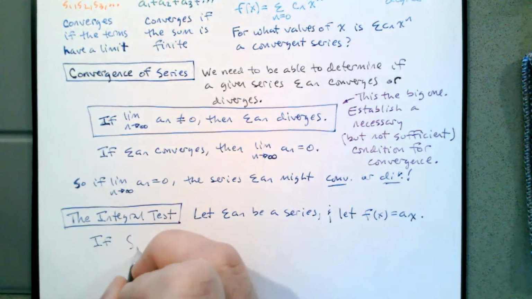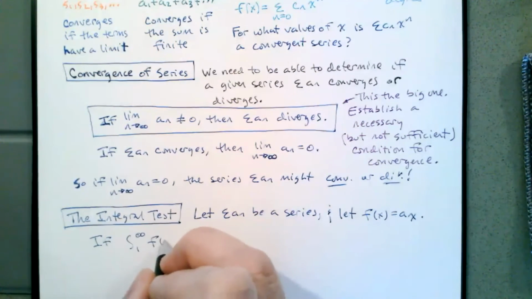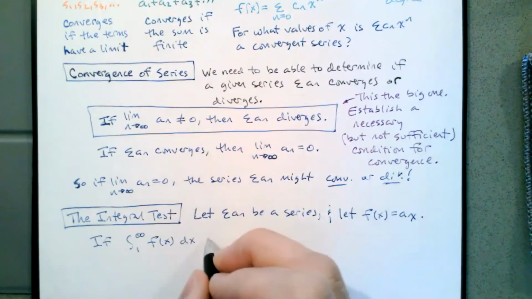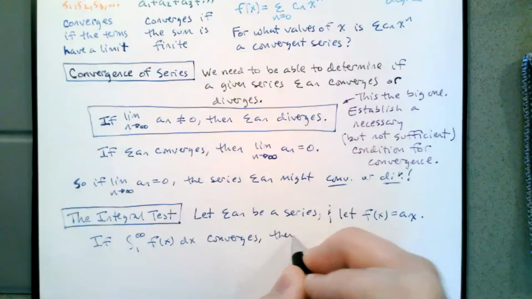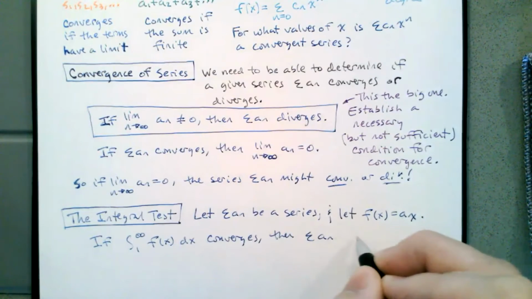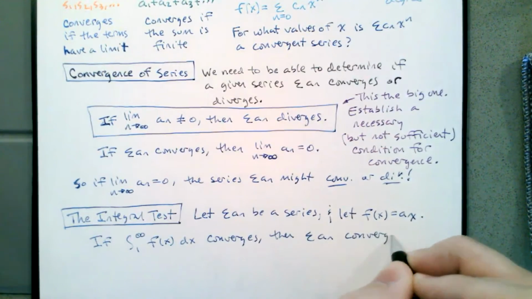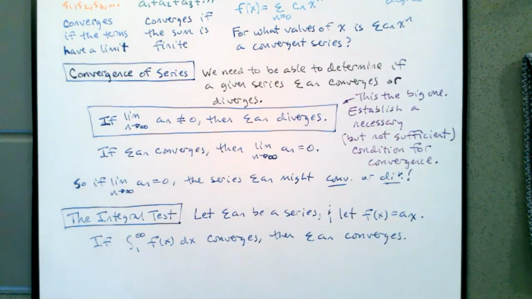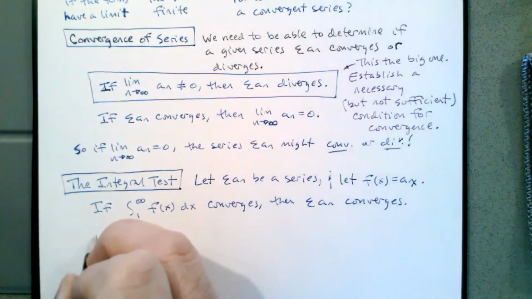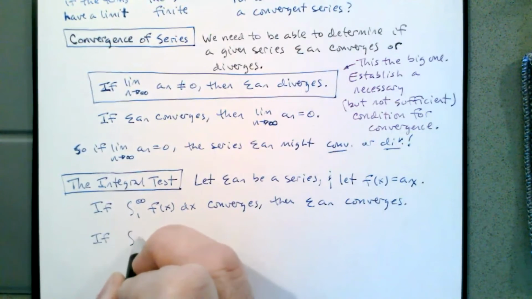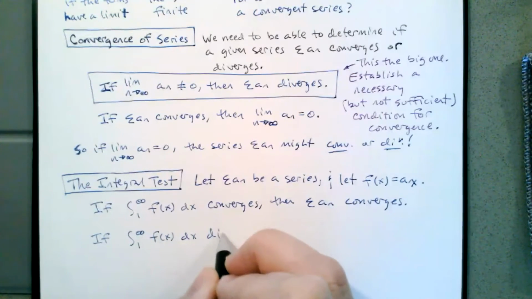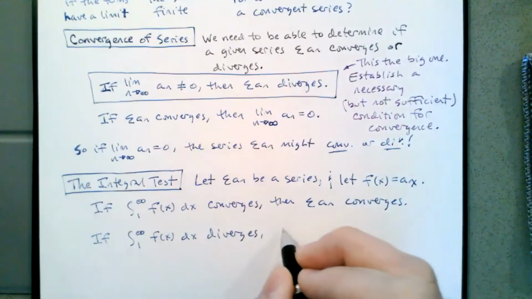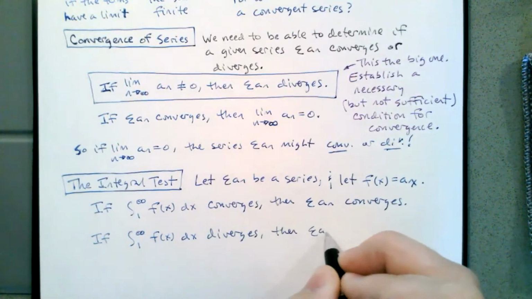If the improper integral from 1 to infinity of f of x dx converges, then the series a_n converges as well. Similarly, it diverges: if the improper integral from 1 to infinity of f of x dx diverges, then the series diverges.